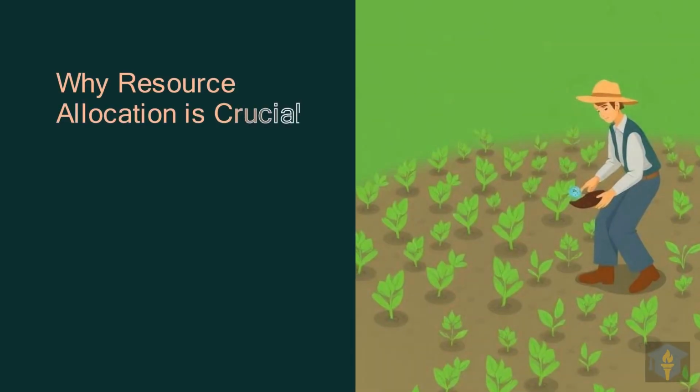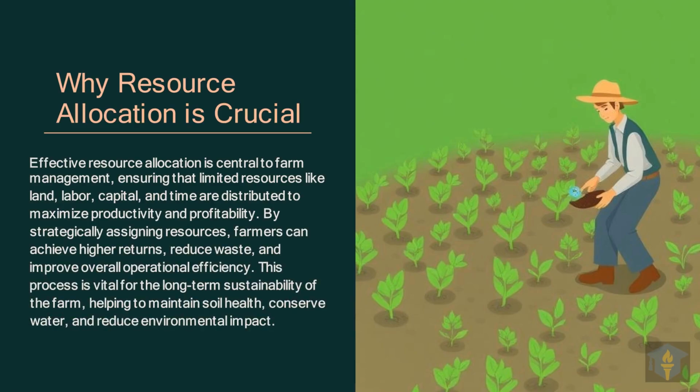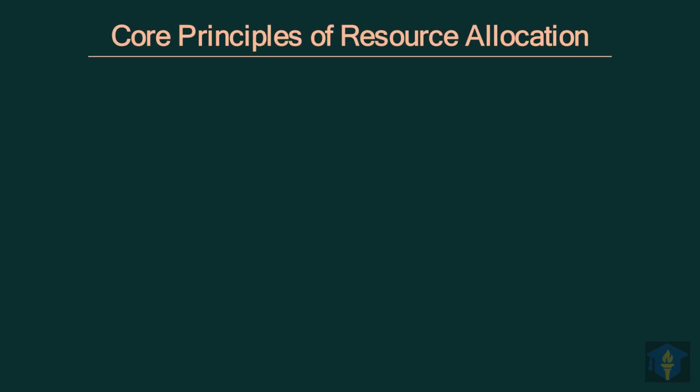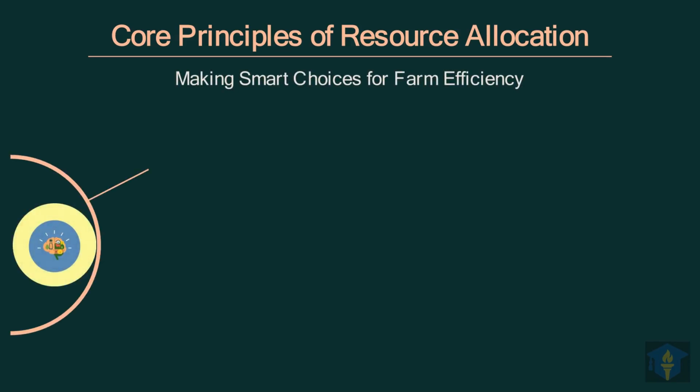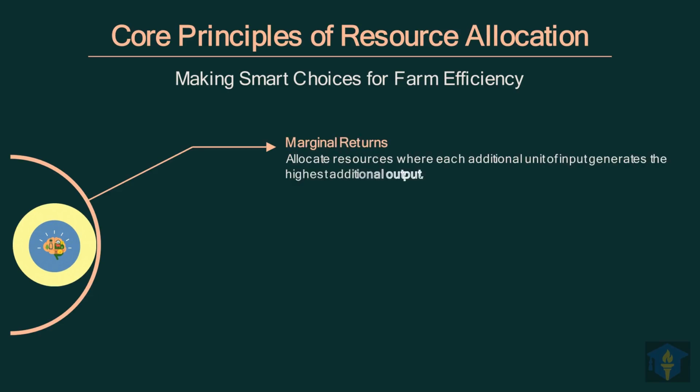Let's discuss why resource allocation is so crucial. Effective resource allocation ensures limited resources like land, labor, and capital are distributed to maximize productivity and profitability. Now, let's explore the core principles of resource allocation. These principles help make smart choices for farm efficiency. First, consider marginal returns in your decisions. Allocate resources where each additional unit generates the highest additional output.